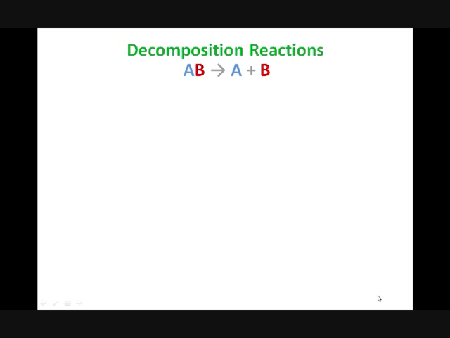Decomposition reactions typically follow a simple pattern. AB breaks down into its component elements, A and B. So basically, AB decomposes to form A plus B. Here we see that we are starting with one compound and we are ending with two lone elements. This is the exact reverse of a synthesis reaction. Instead of two elements combining to form one new compound, we have one compound breaking down into its elements.